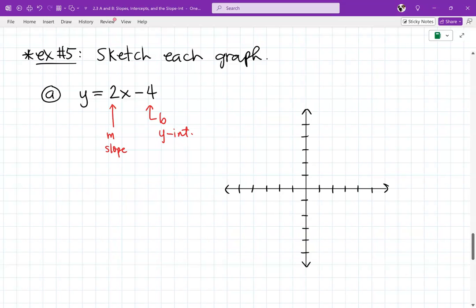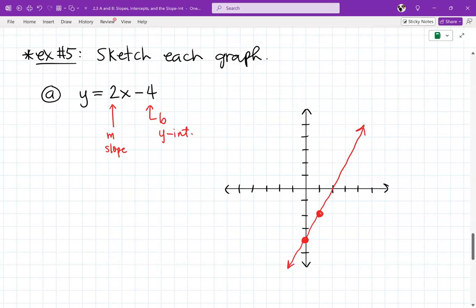So I'm going to start at -4. I'm going to put a dot at -4. So there it is. And then according to my slope, it's a +2. 2 over 1, right? If it doesn't have a fraction, you put it over 1. So from that red point, I'm going to go up twice and once to the right. So up twice, once to the right is right here. And all I got to do is connect the dots, and I'm done.